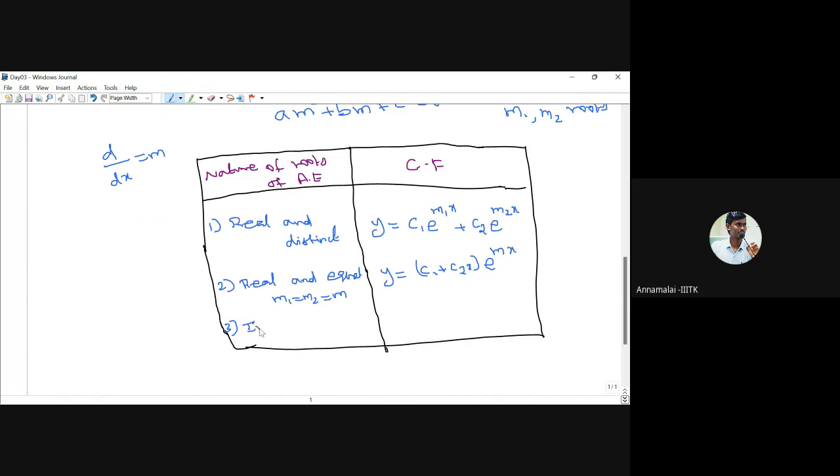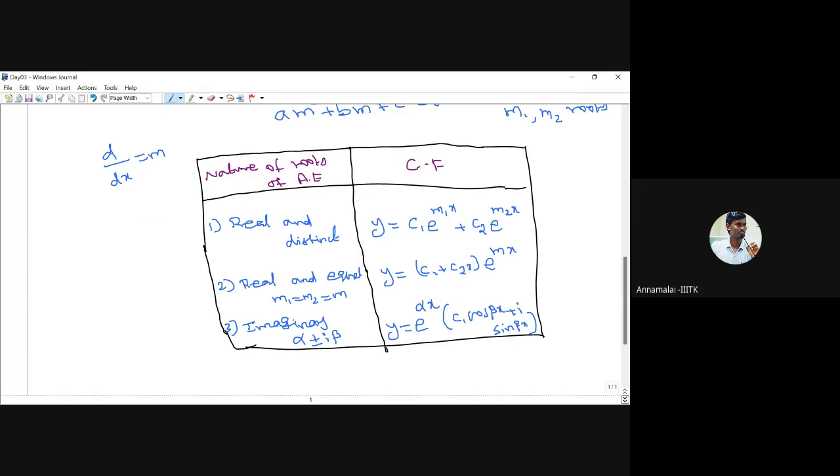Suppose imaginary roots. And we know that whenever alpha plus i beta is a root, then alpha minus i beta is also a root of the polynomial. We know that, right? Because complex roots appear in pairs. So in this case, m1 equals alpha plus i beta, m2 is alpha minus i beta. In this case, the complementary function is e^(alpha x), the real part of this number, times (C1 cos beta x plus C2 sin beta x). This beta is the imaginary part of the root.